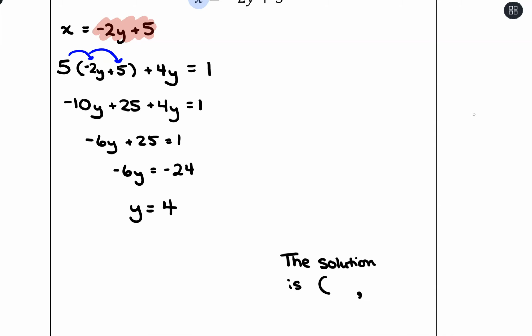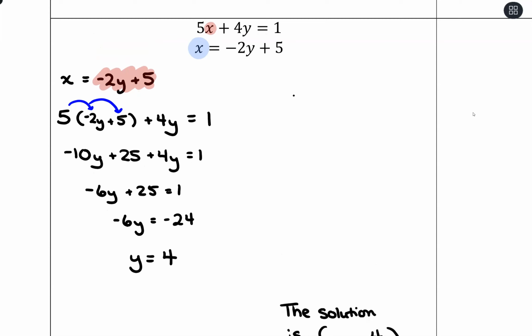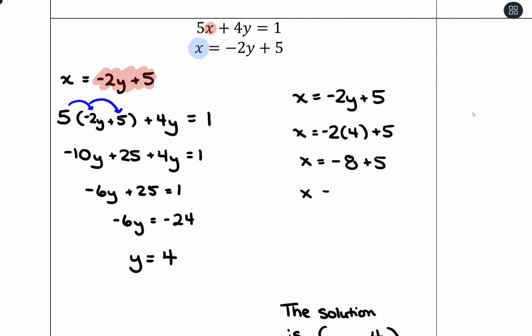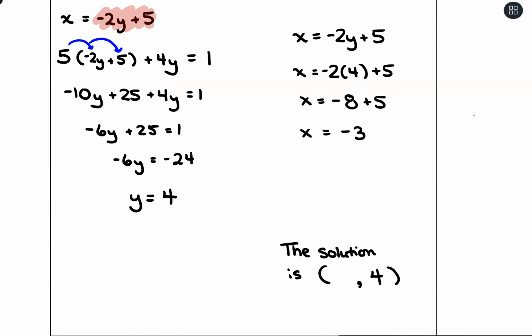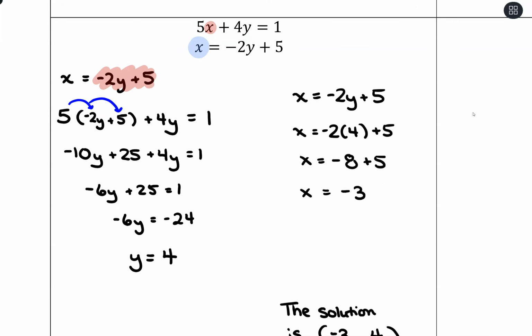And we have an x coordinate and a y coordinate, and we just found our y coordinate. And to find x, let's go back to that x equals negative 2y plus 5, but now we're going to plug in 4 for y. So negative 2 times 4 plus 5, so x is negative 8 plus 5, which is -3. So -3, 4. Let's go ahead and check this with the Desmos graphing calculator.